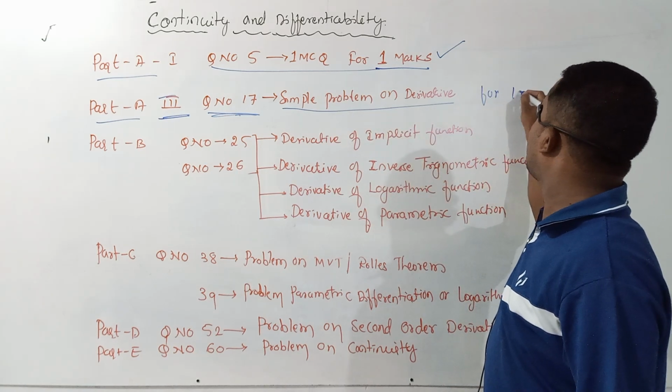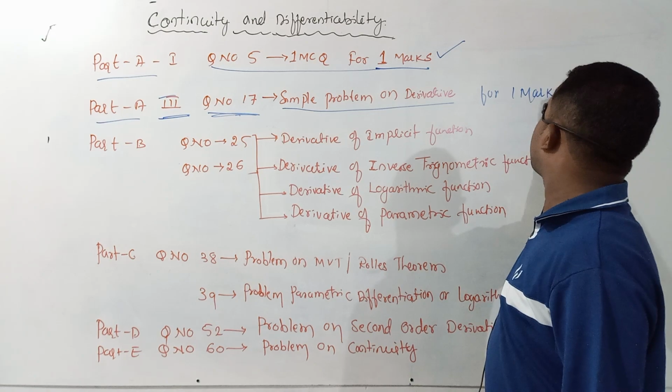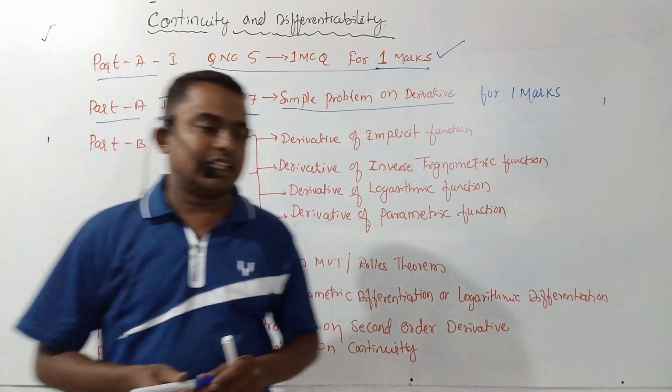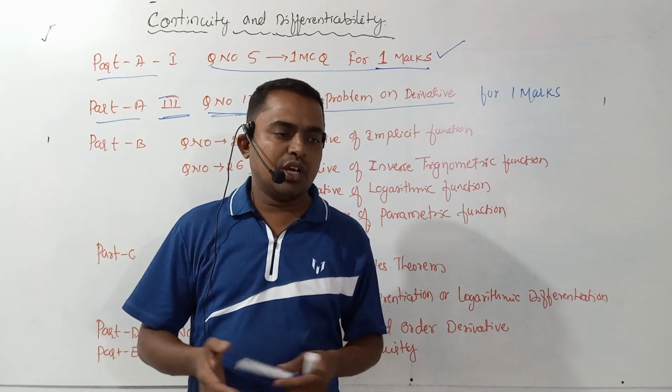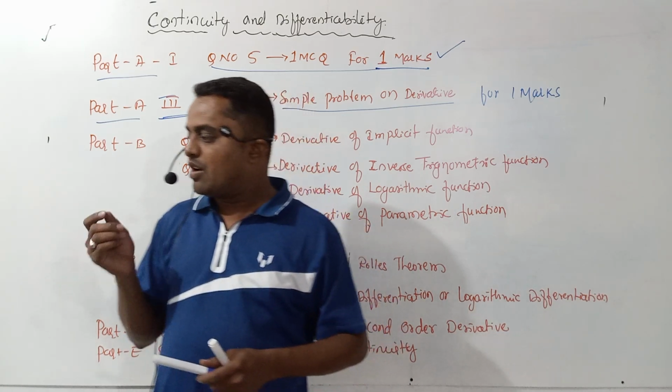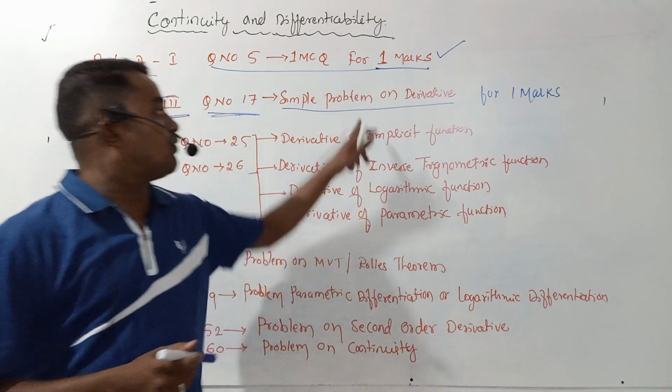It is also for 1 mark. Simple problem on derivative means what? That is chain differentiation, or derivative of a composite function, for 1 mark.